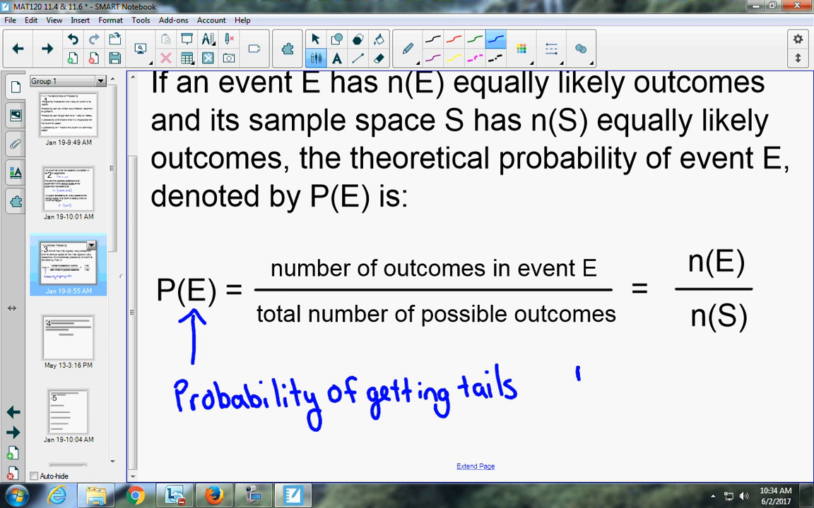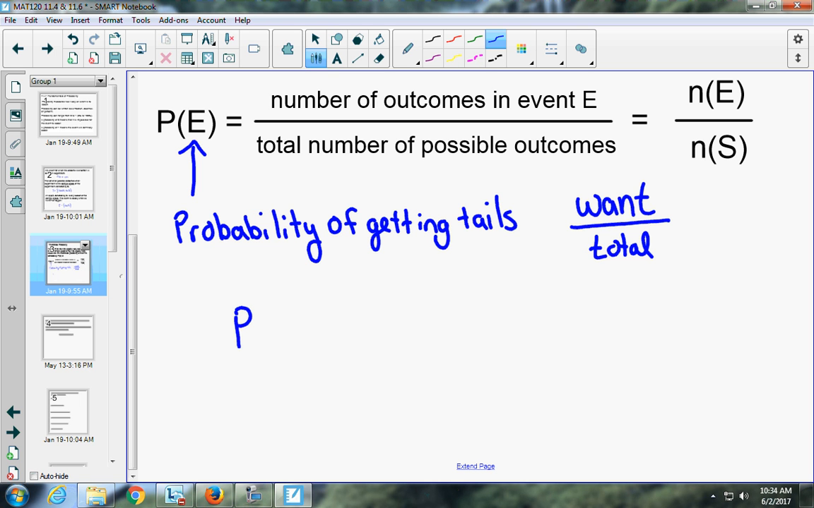So how I usually think of that is the thing we want, how many ways that can happen, over the total number of things. So if we're thinking about the probability of getting a tails, there's only one way that can happen. So what we want can happen in one way. And there were two possible things, two total things that could happen. I could get a heads or I could get a tails. So the probability would be 1/2.